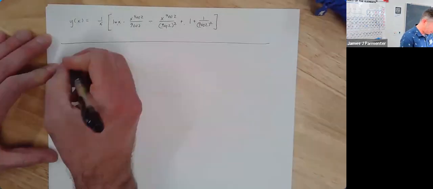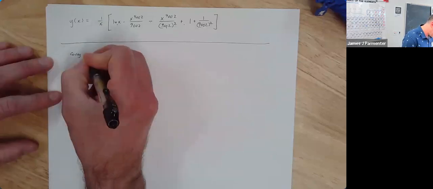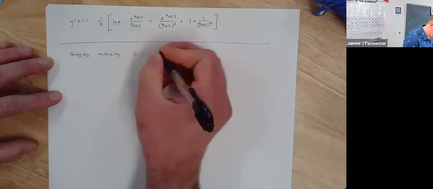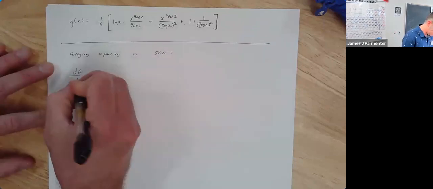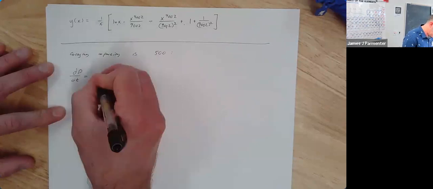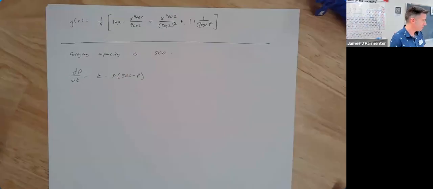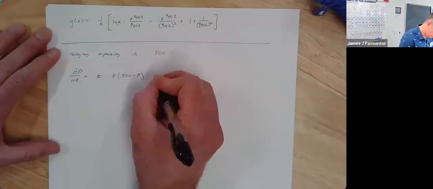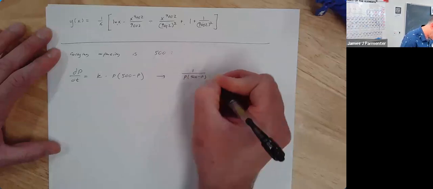If you have the logistic differential equation, let's say our carrying capacity is something like 500, then you're looking at dP/dt equal to k times P times (500 minus P). That's your differential equation. And then you have to solve it using partial fractions. So it's always going to end up being 1 over P times (500 minus P) dP equal to k dt.